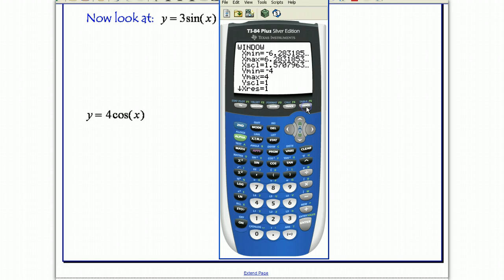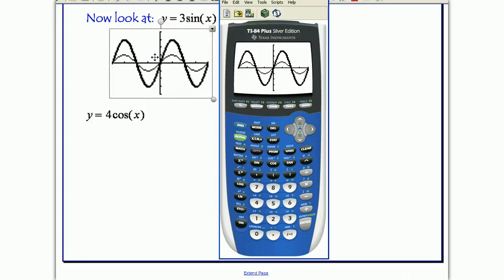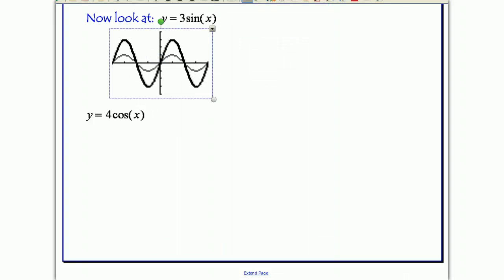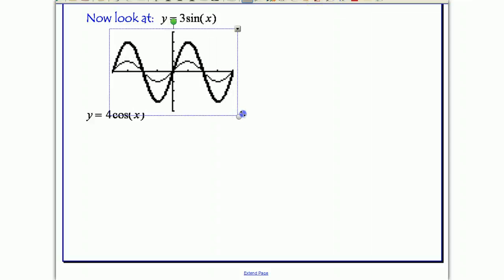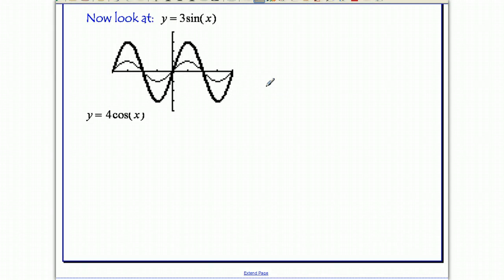Graph that again. Here's our sine graph. And here's 3 sine of x. So what does the 3 in front do? Hopefully you can see very clearly it affects the amplitude. So we have 3 sine of x. Take a look at that. It now goes up 3. It goes down 3, so we have a different amplitude of 3.